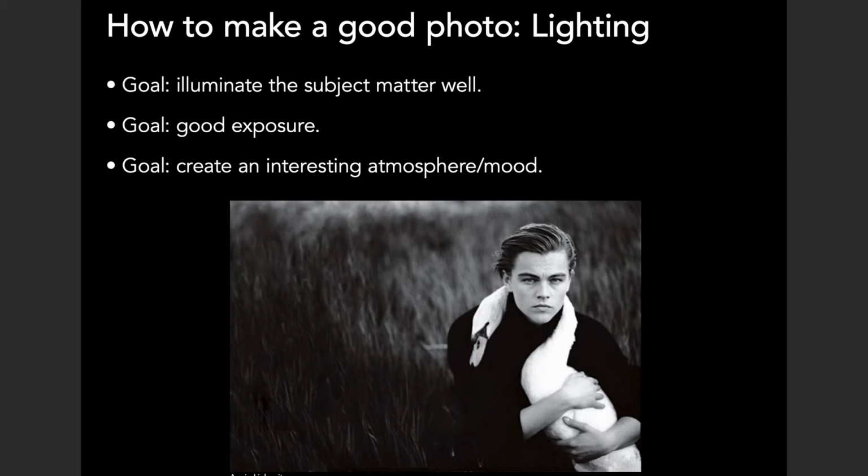So we're going to continue with our question, how do you make a good photo? And this week's edition is the lighting edition. When you are talking about lighting with photography, the goal is to illuminate your subject matter well. Whatever your subject matter is, you want to illuminate it well so that you can see the parts of the subject that you want to see.